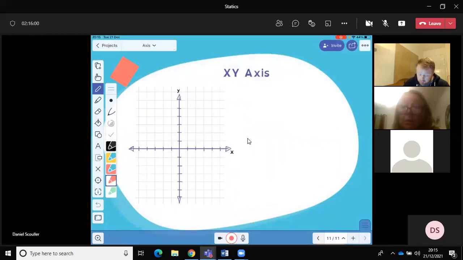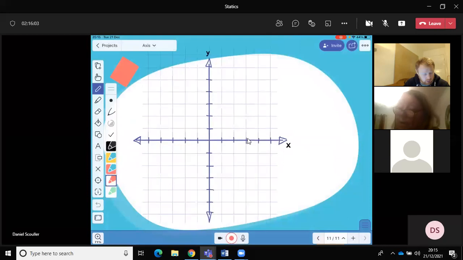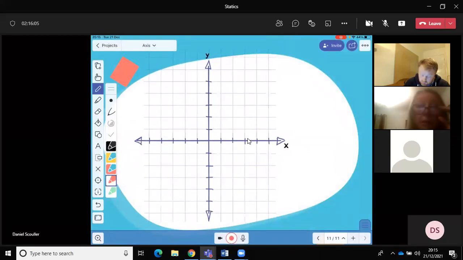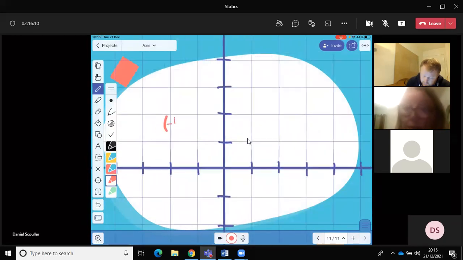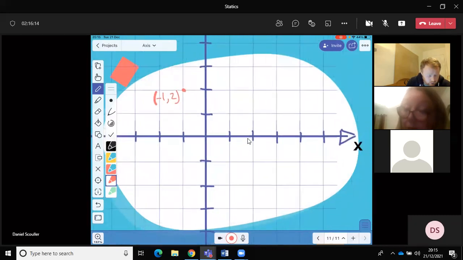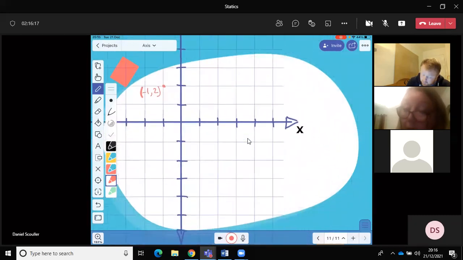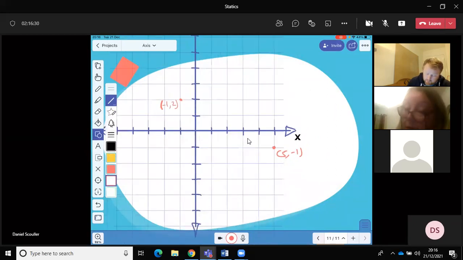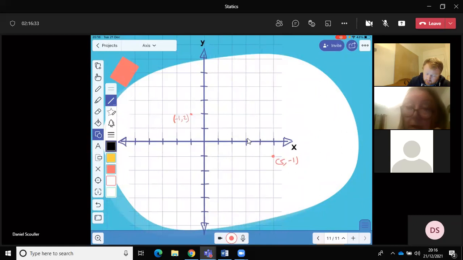Okay, so how about we look at -1, 2. So we have coordinate -1, 2, and coordinate 5, 1, 2, 3, 4, 5, 5, -1. Okay. Let's draw a straight line through that as close as possible.